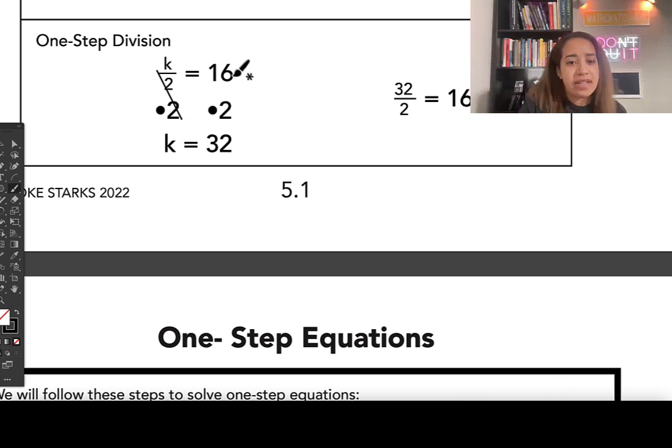And then on the right, 16 times 2 gives us 32. So our final answer is 32. We can double check our work by plugging in our answer in for k. 32 divided by 2 does give us 16. So that's how we know that our answer is correct.